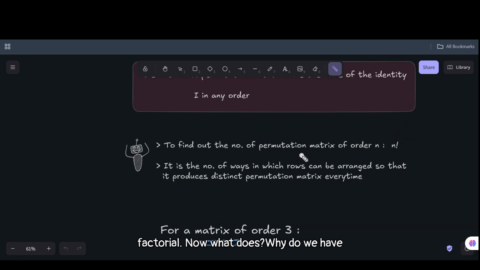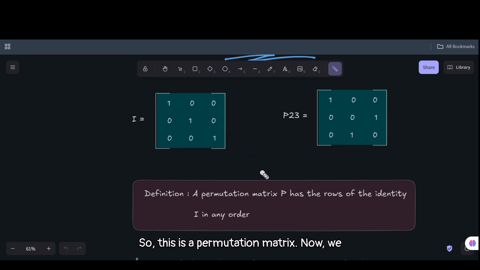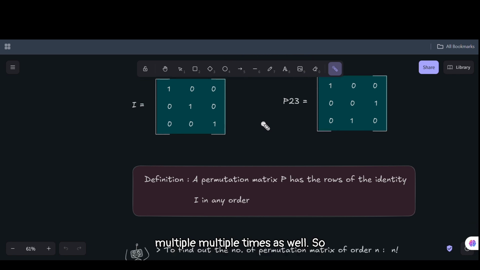Now why do we have so many permutation matrices? In this case, what you are going to observe is that our identity matrix is also a permutation matrix because it fits the definition that we require a single one and the rest of the entries are 0. So this is a permutation matrix. Now we did a single row operation and we acquired this matrix, right? So this is one way to produce a single row operation permutation matrix, but we can swap any two rows, right? Or we can do them multiple times as well.